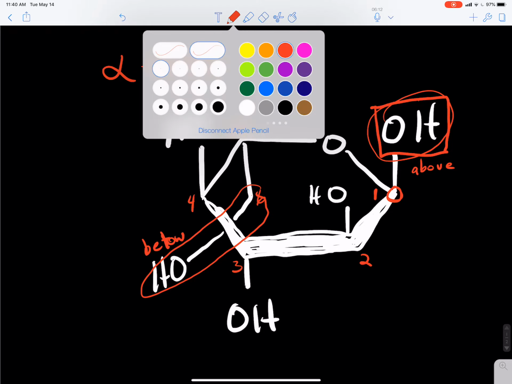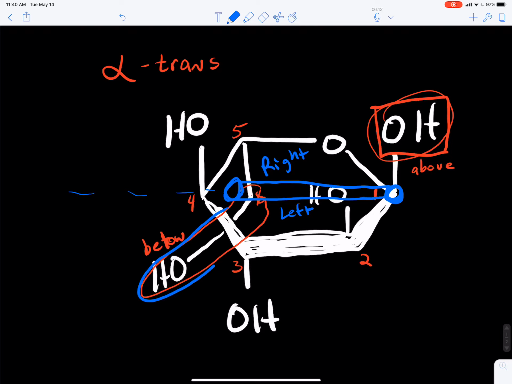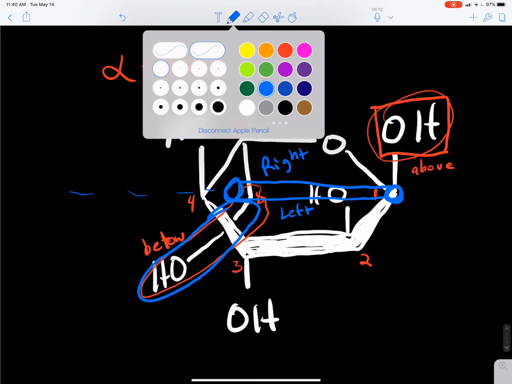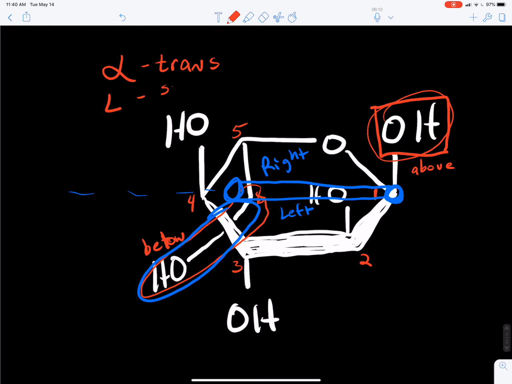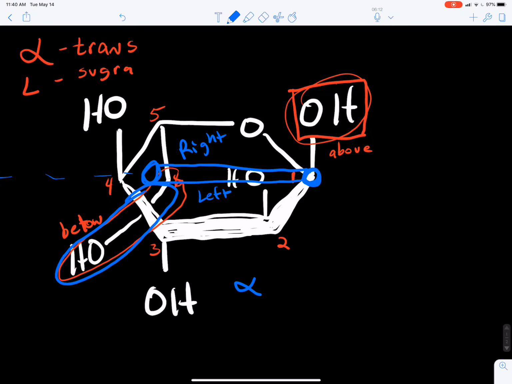Then the next thing we do is imagine ourselves as the carbon. We are the anomeric carbon, taking a peek down the ring. If we are standing there at the carbon, this would be the right side, this would be the left side. This group falls on the left side, so this is going to be an L sugar. So the name for this would be alpha-L-glucopyranose.